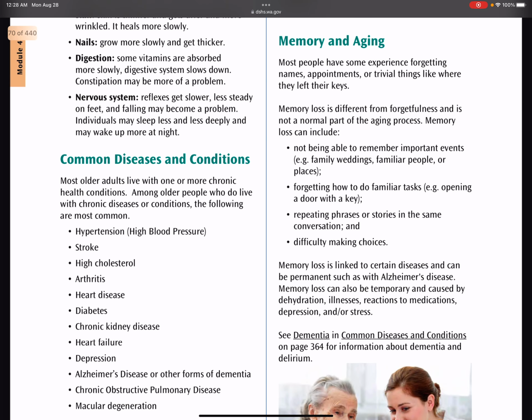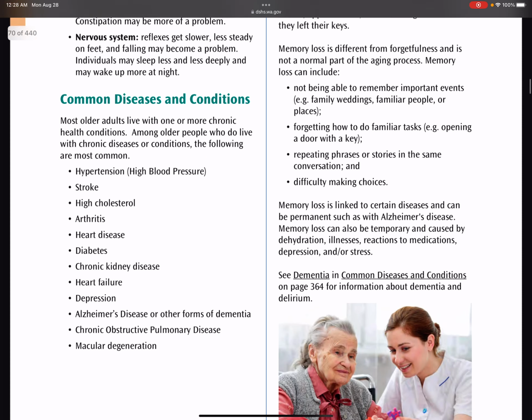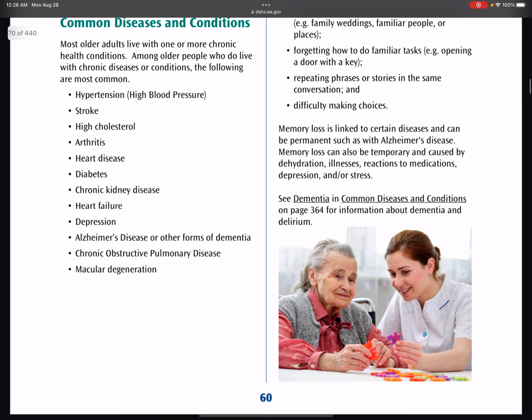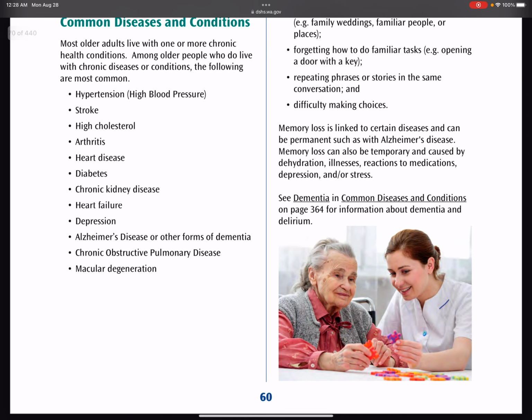The same thing with diseases: hypertension, that's because of your heart, stroke, high cholesterol, arthritis, heart disease, diabetes, depression, heart failure, and it's a lot of them.